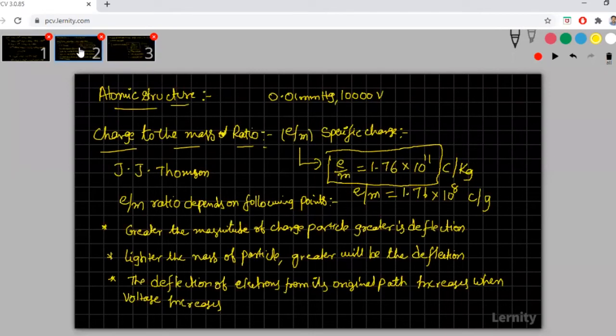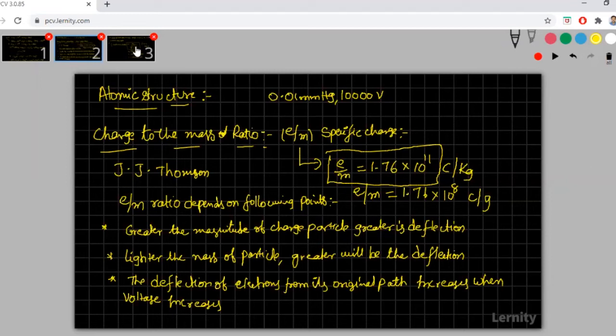So charge to mass ratio is called e by m. e by m is also called specific charge, and this was given by J.J. Thomson. e by m depends upon the following points. Greater the magnitude of the charge on the particle, greater is its deflection. Lighter the mass of the particle, greater the deflection. The deflection of an electron from its original path increases when voltage increases.